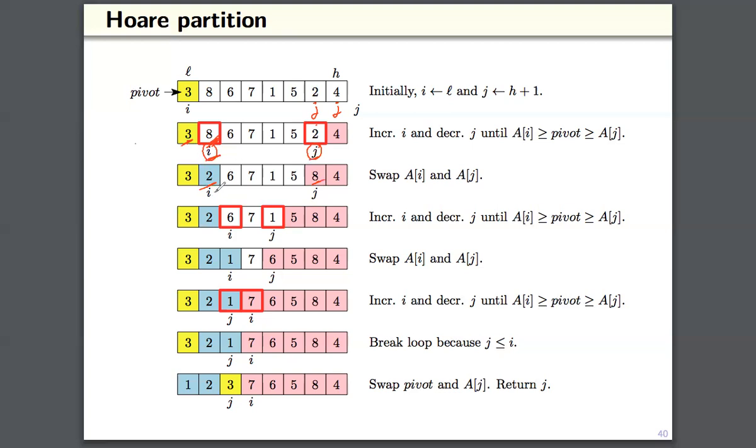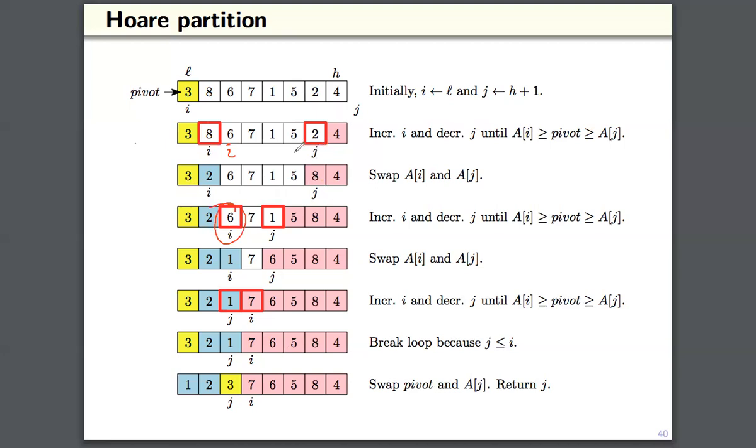Again, keep scanning the array, incrementing i until you find an element that is greater than 3. Keep decrementing j until you find an element that is smaller than 3. So let's try. Increment i. This is greater than 3, right? So you stop.